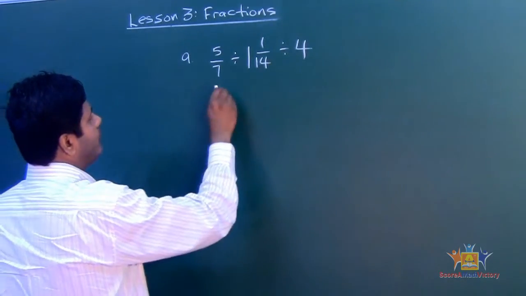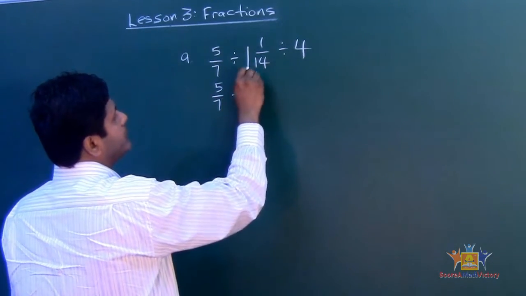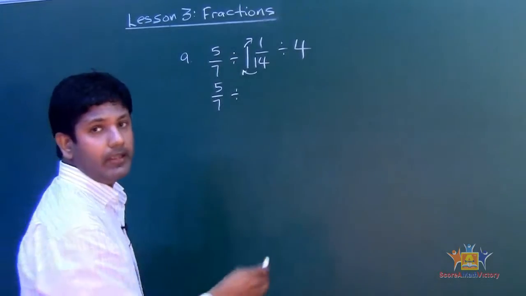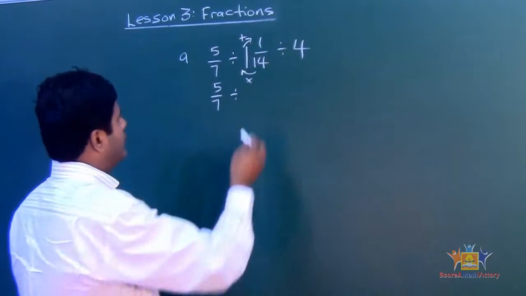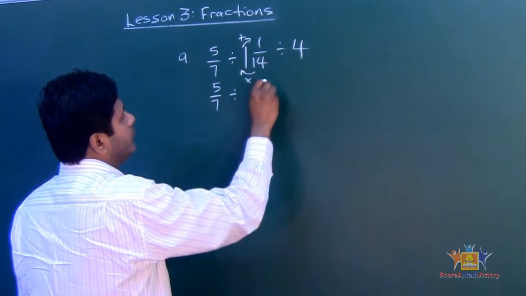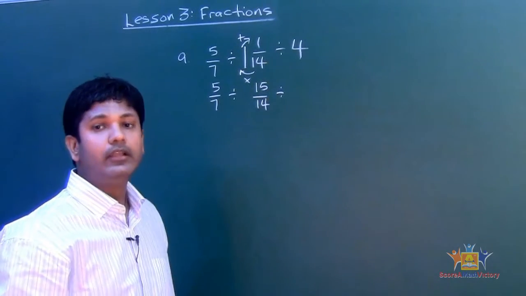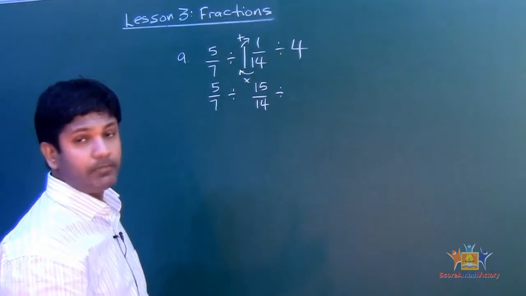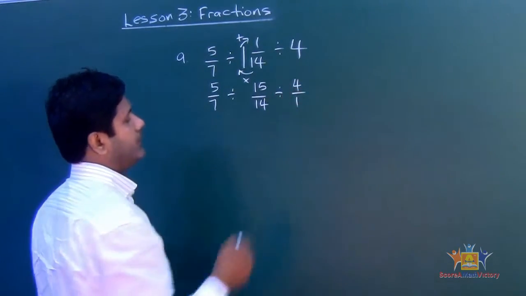This is already in the form of a fraction, so I don't have to worry about that. And this one is a mixed number, so I'm going to use the semi-rotation method. The first part I multiply, the second part I add. 14 times 1 is 14, plus 1 is 15. So 15 over 14. Now 4 is a whole number or round number, so I'm going to express that in the form of a fraction. So what do I do? 4 over 1. That's it right there.